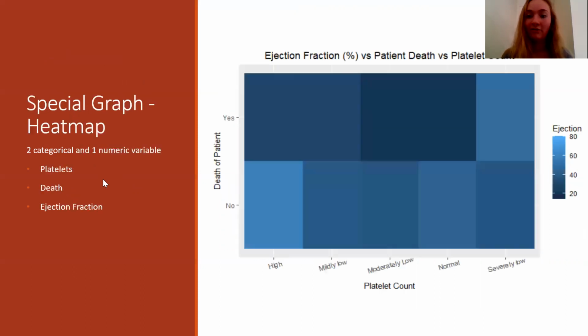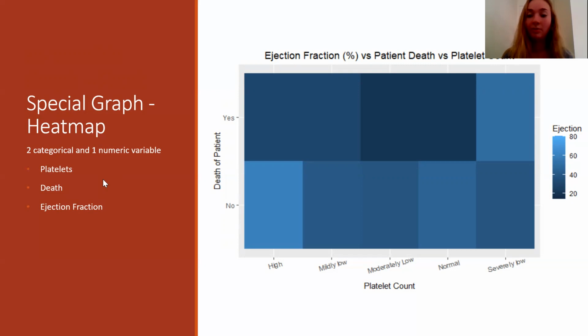So for my special graph, I decided to do a heat map. The categorical variable of platelet count in ranges is on the x-axis, and the categorical variable of whether the patient died or not is on the y-axis. And the ejection fraction variable is overlaid on the map, so a darker color represents a smaller ejection fraction. The patients that died and had moderately low or normal platelet counts had the lowest average of ejection fraction. Patients who lived and had high platelet counts had the highest average ejection fraction percentages.